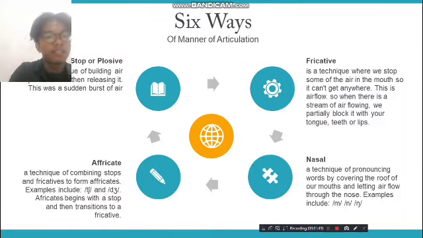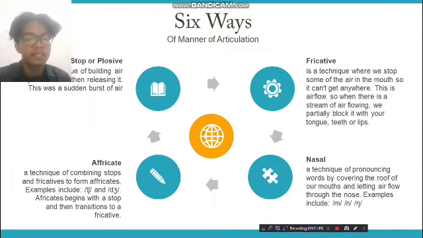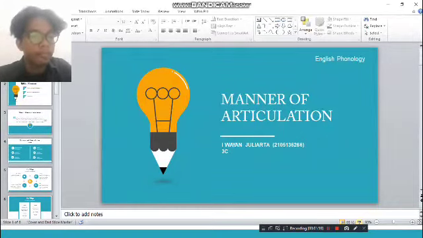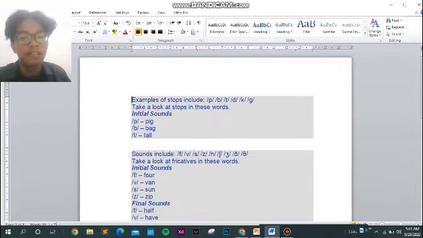So stop or plosive is a technique of building air pressure and then releasing it. This is a sudden burst of air. Examples of stops include p, b, t, d, k, g. Take a look at stops in these words. For initial sound examples, p is for pig, and p is for pack, and t is for tall.